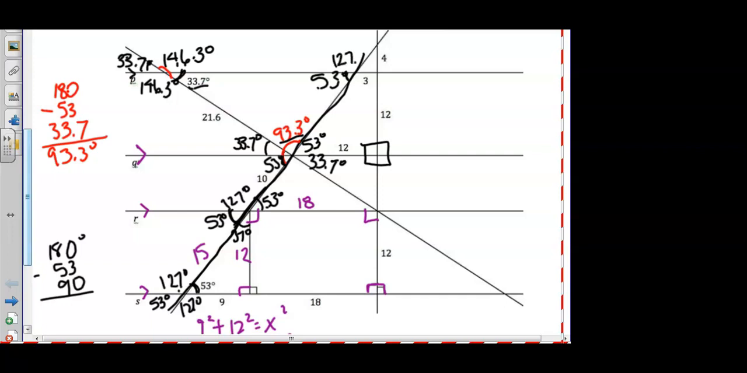So notice we're using the same theorems to help fill this out. So that should be 127 degrees for this angle. All right, now we have a little right triangle, 3 squared plus 4 squared. This is called a Pythagorean triple. We should be able to solve that and get 5 for x, so we should know that that length is 5 for that side. We do know that this is a right angle here.